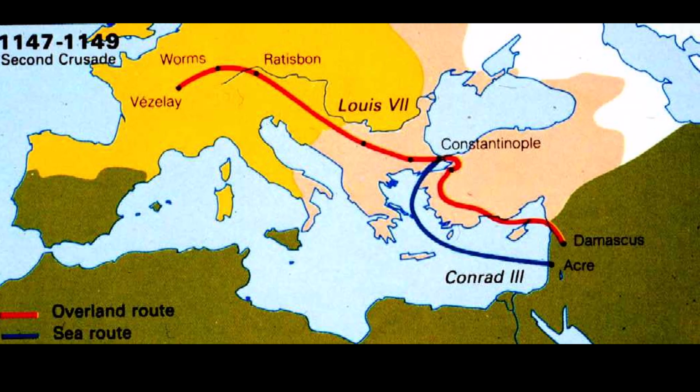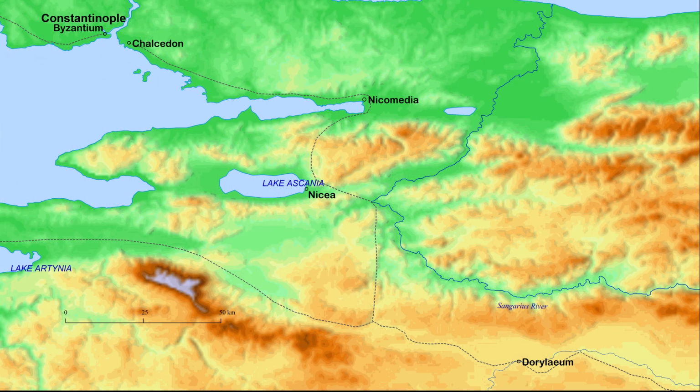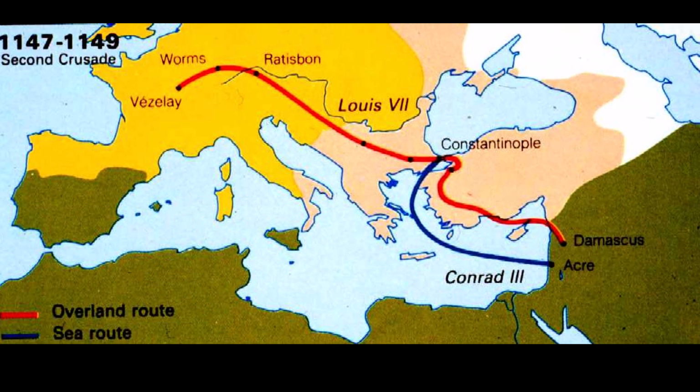Conrad's army numbered about 20,000 and they arrived at Constantinople first. They then crossed over into Asia, but suffered a heavy defeat by the Seljuk Turks at Dorylaeum, and only around 2,000 escaped to Nicaea. Many of his troops then deserted and returned home, but Conrad travelled to Acre via the sea.